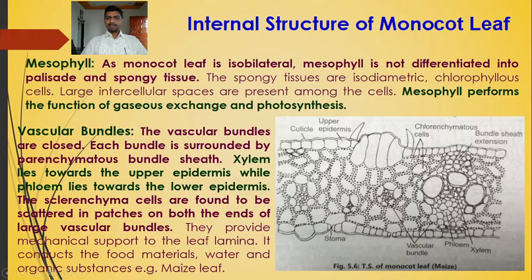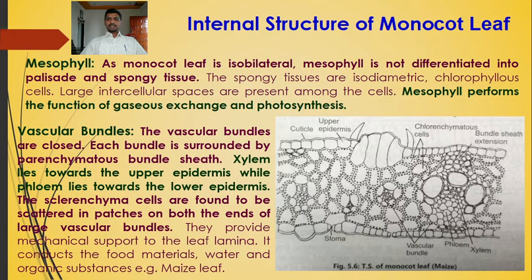The sclerenchyma cells are found scattered in patches on both ends of the vascular bundles. So here we can see the sclerenchyma cells, occurring in patches on both ends of the vascular bundles. They provide mechanical support to the leaf lamina. It conducts food material, water and organic substances, for example in the maize leaf. So this is all about the vascular bundle, which is made up of xylem and phloem.